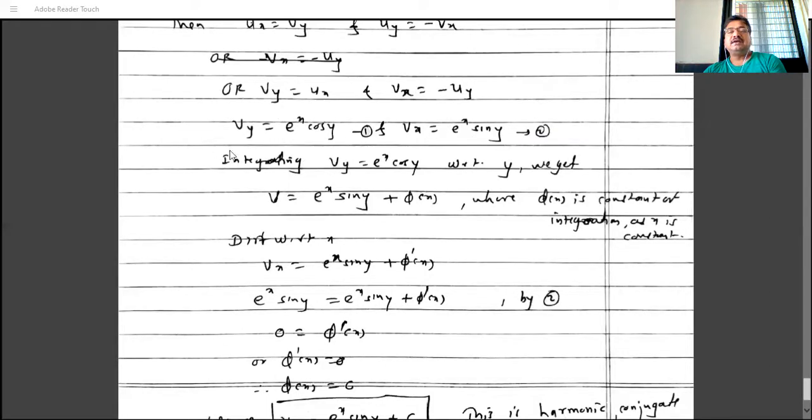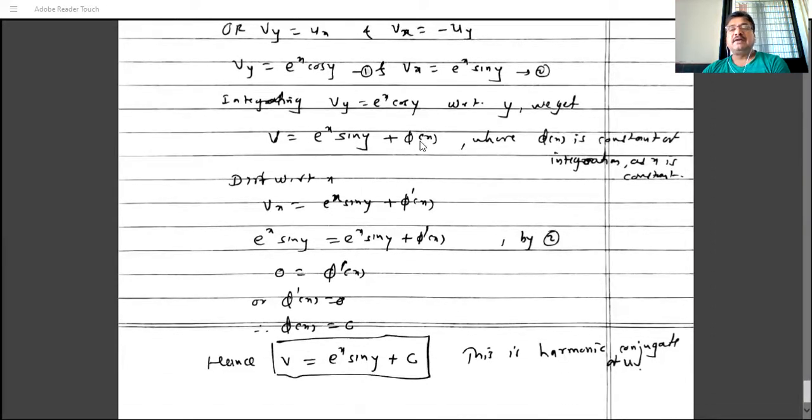So integrating equation number 1 with respect to y, vy means the derivative of v with respect to y, and the integration with respect to y and the derivative with respect to y get cancelled. So we have v is equal to e raised to x, which is a constant quantity, times the integration of cos y with respect to y, which is sin y, plus phi x. Where phi x is the constant of integration. As the integration is with respect to y, x is constant, and therefore the constant of integration may be a function of x, so phi x is the constant of integration.